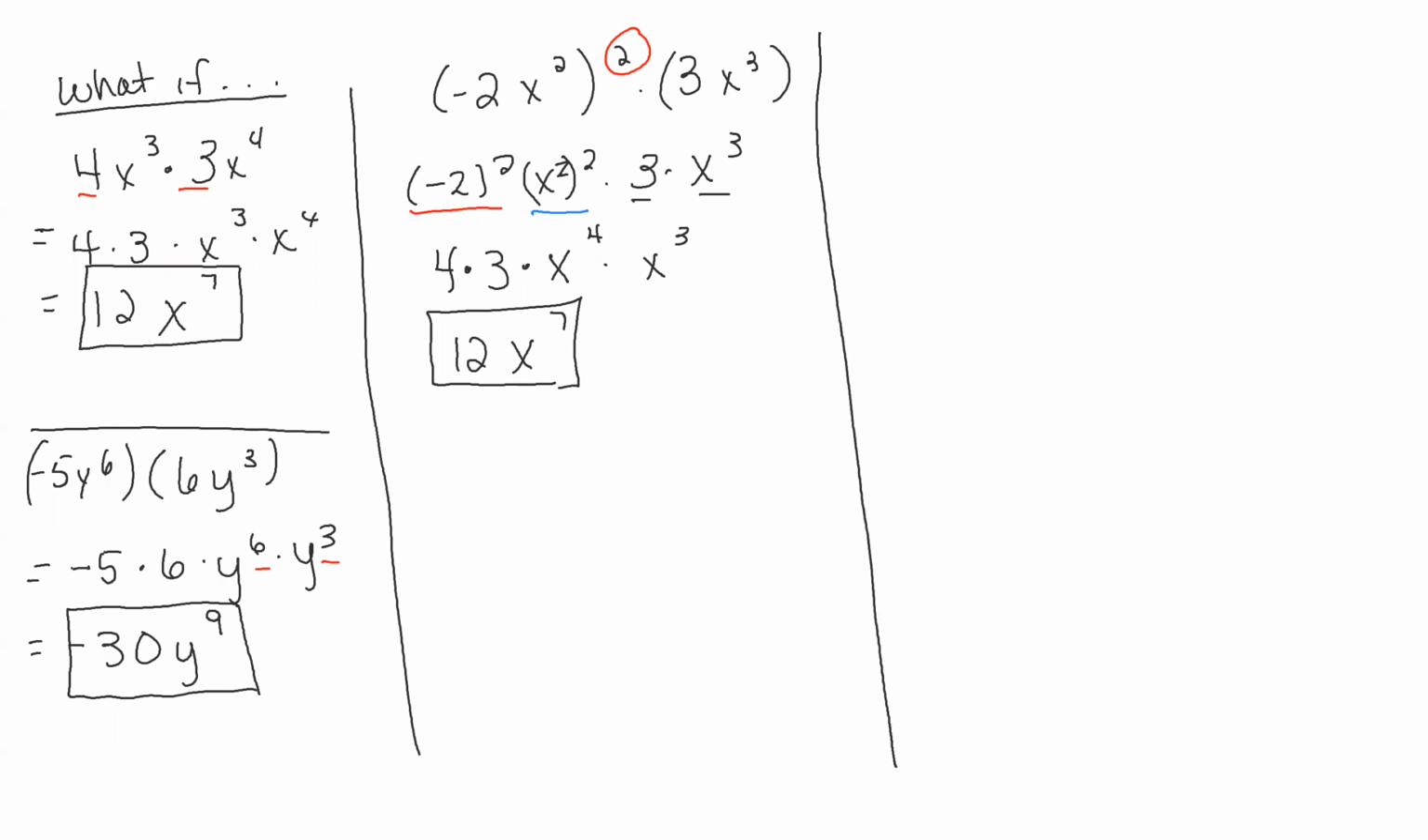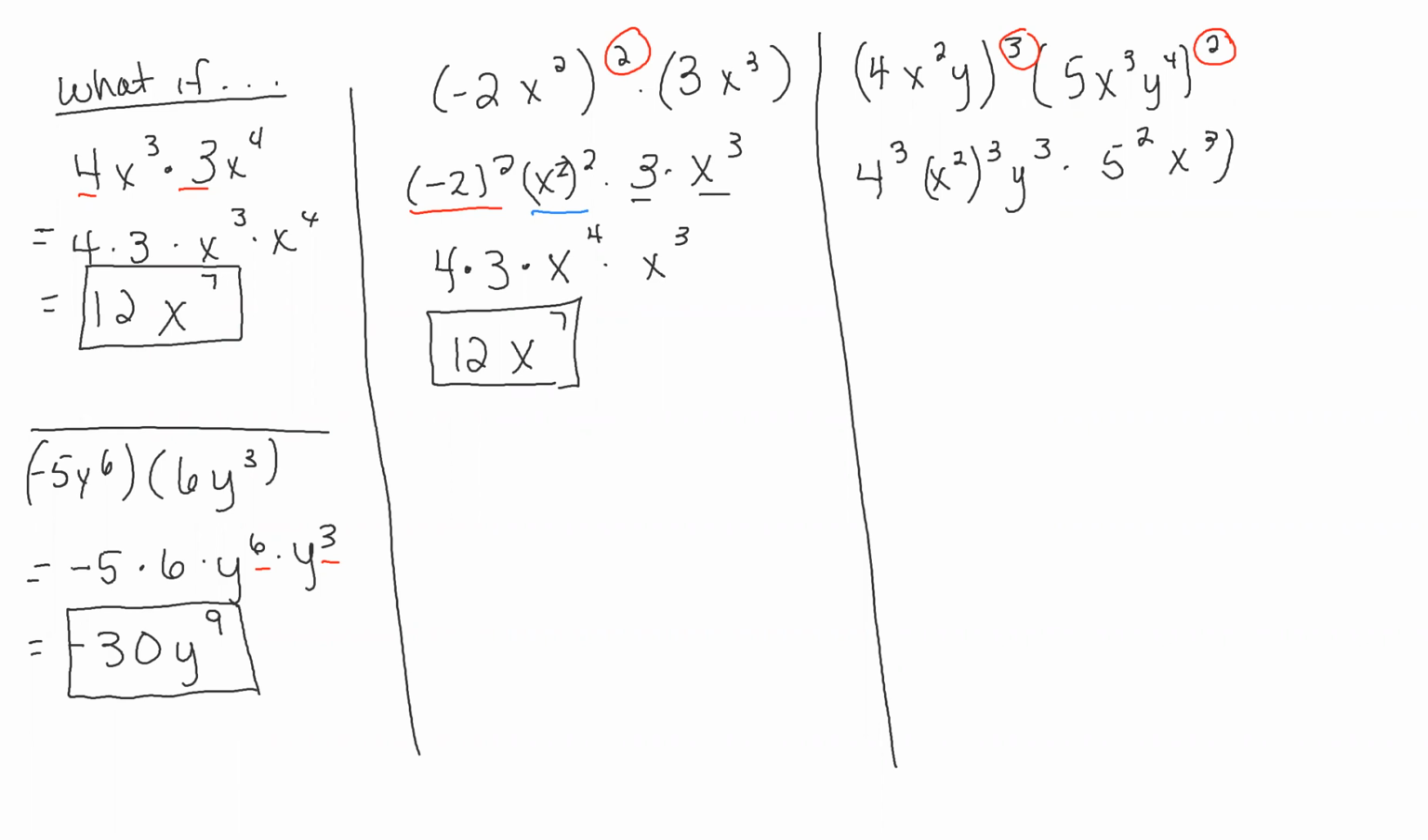So next up, I have 4x squared y, that whole product raised to the third power. And then I have 5x cubed y to the fourth, quantity squared. Okay. So in this case, I have two exponents on the outside, and those exponents have to be dealt with first. So for the first factor in this product, I have 4 to the third, x squared to the third, y to the third. And then for the second half, I have 5 to the second, x to the third to the second, y to the fourth to the second.